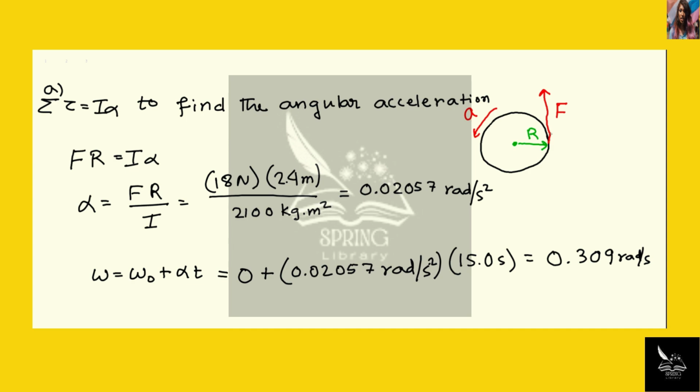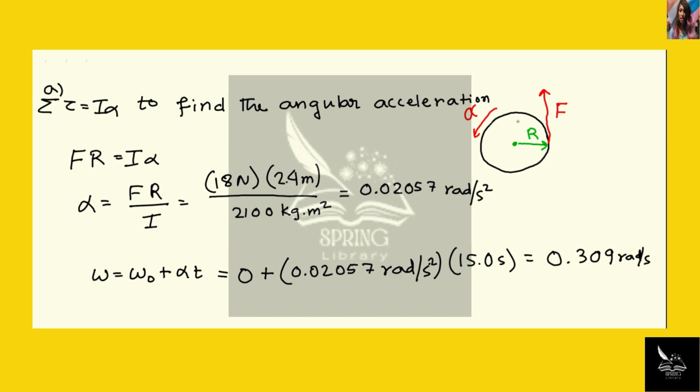Okay, so here's a free body diagram of the merry-go-round. We see that the force F is applied tangentially to the merry-go-round, and because of that, there is some angular acceleration alpha, and the radius of the merry-go-round is r. Now we need to find out omega from this setup.